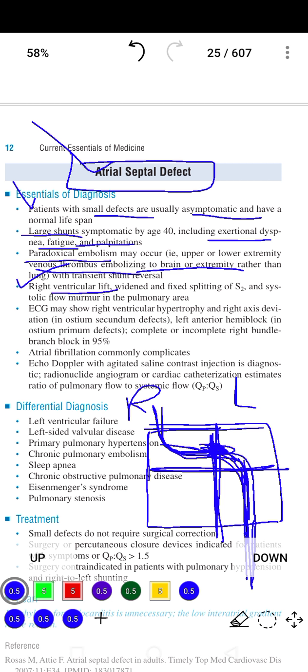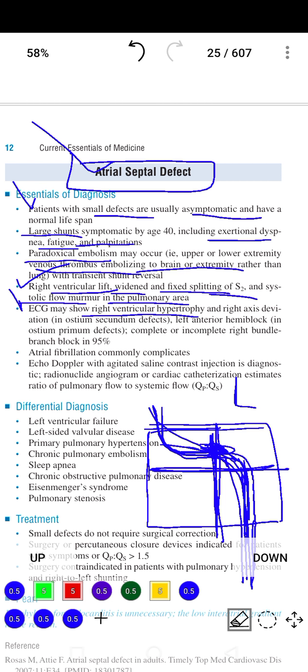On examination there is right ventricular widening and fixed splitting of the S2 heart sound. There will be a systolic flow murmur in the pulmonary area. ECG shows right ventricular hypertrophy because more blood from the systemic circulation will return to the right ventricle, and then in this way the right ventricle will have to pump a lot and right ventricular hypertrophy will be there.